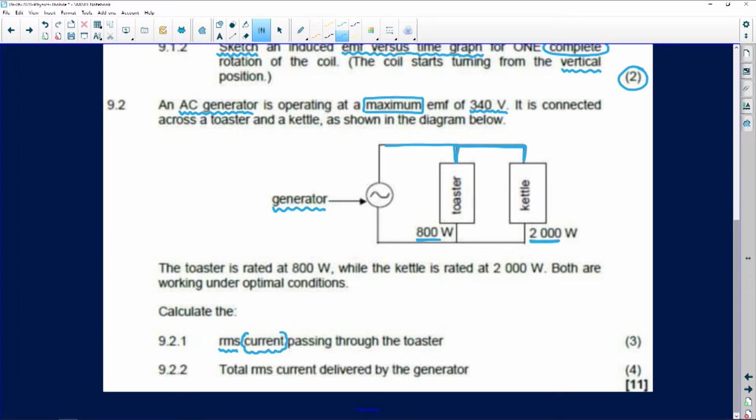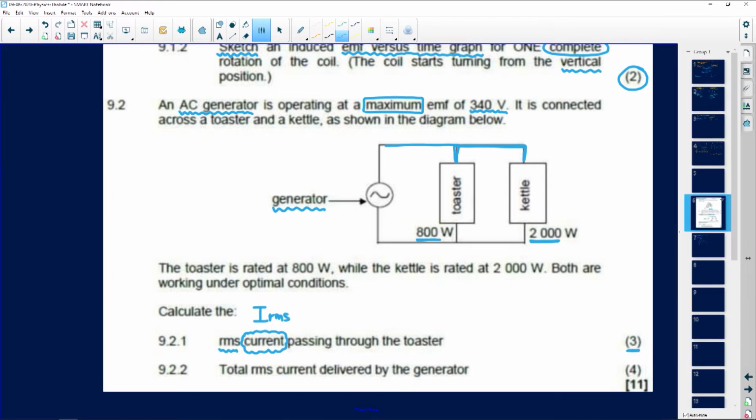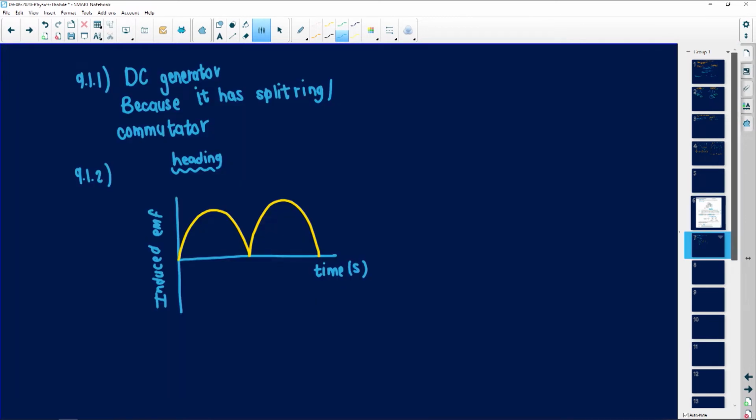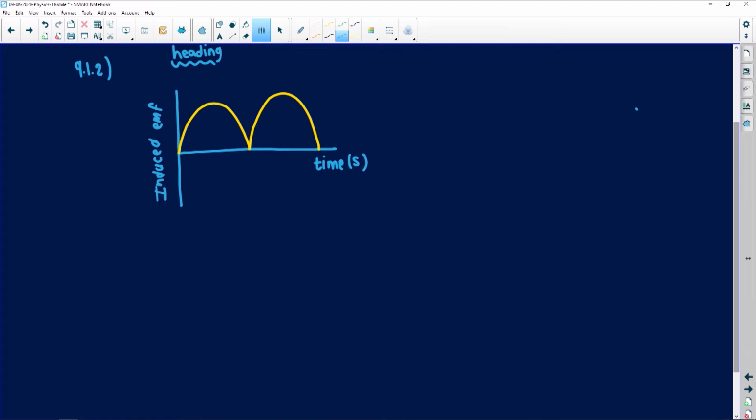Now looking at your exam formula sheet, you must remember that current is represented by a capital I. We have a capital I for current and this is RMS. Now I'm just going to use my formula sheet and this is for 3 marks. So let's see how we can answer this one. This is 9.2.1. So we must calculate the RMS current passing through.